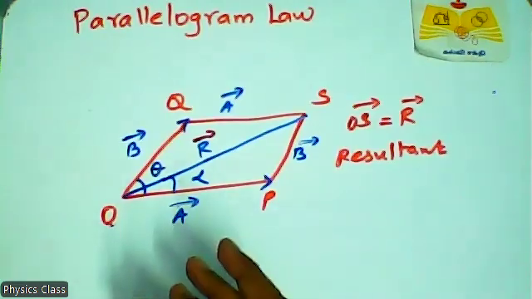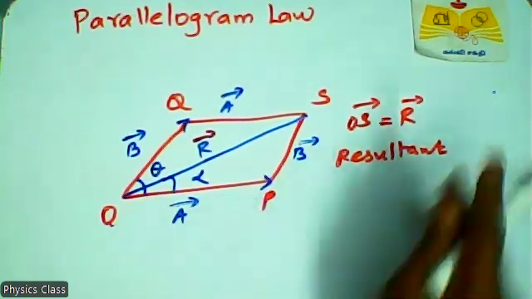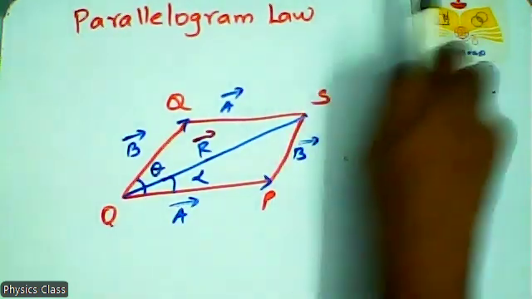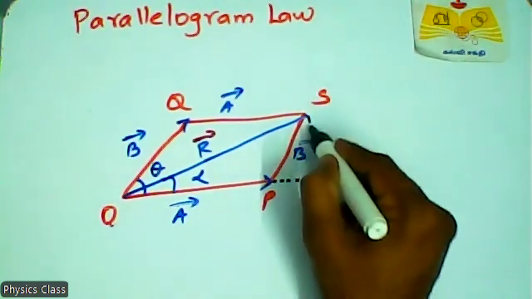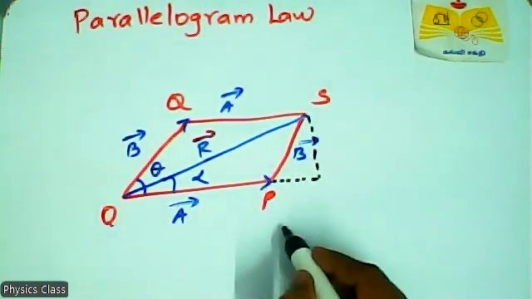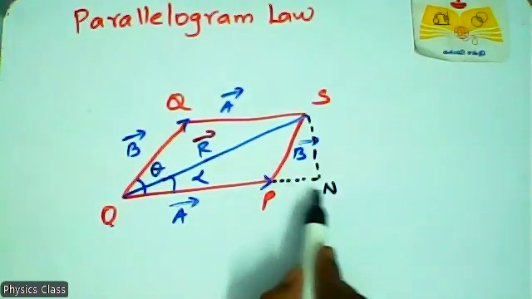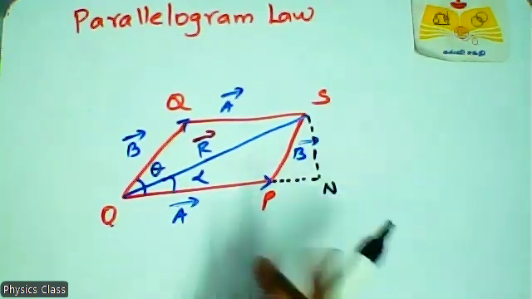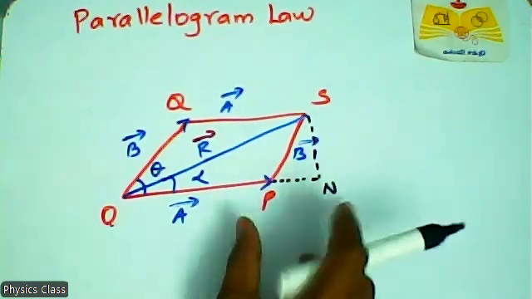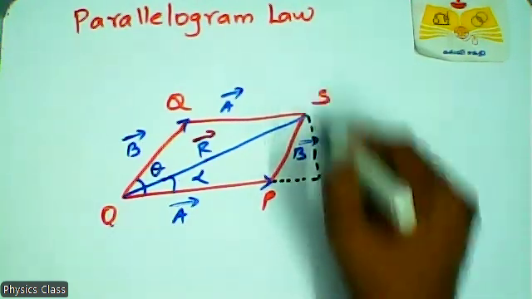To find the value of this resultant, we have to extend the line OP to some extent like that, up to the point N. So extend the line OP to N and draw the perpendicular line from S to that position, that is SN.